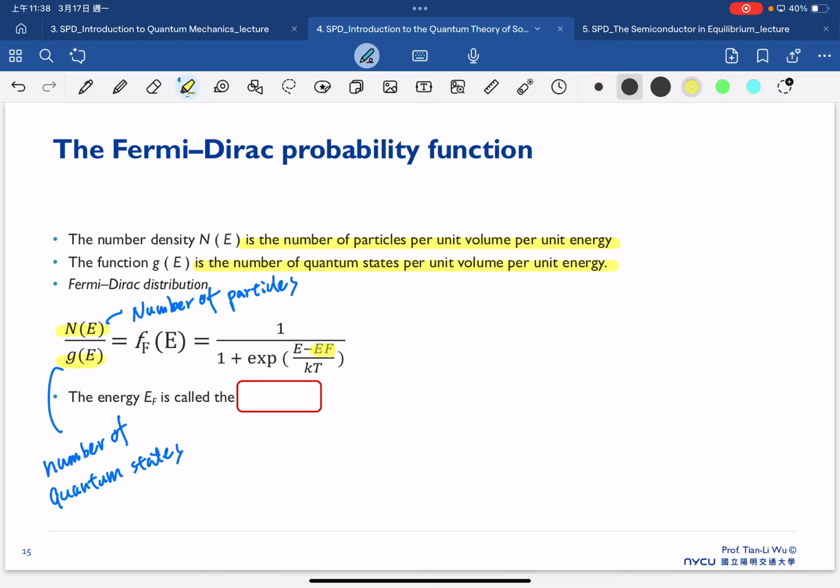And there's a term E_F here. The energy E_F is called the Fermi energy.